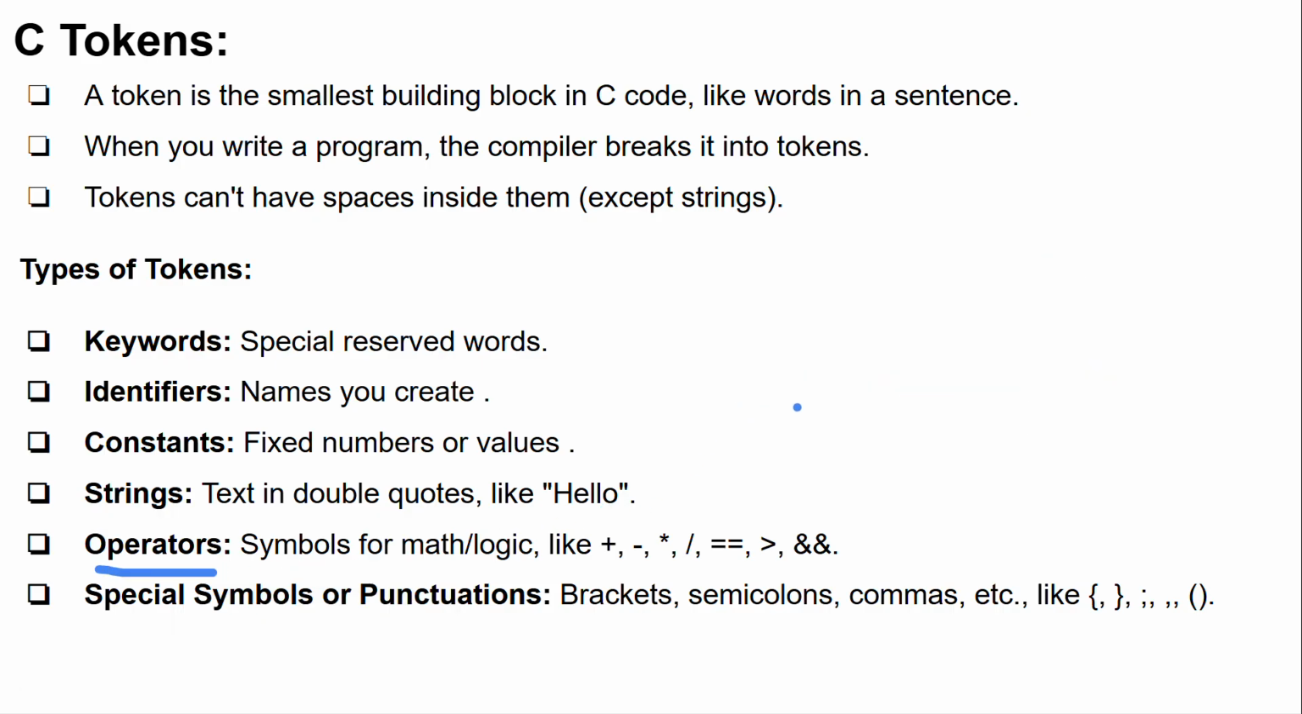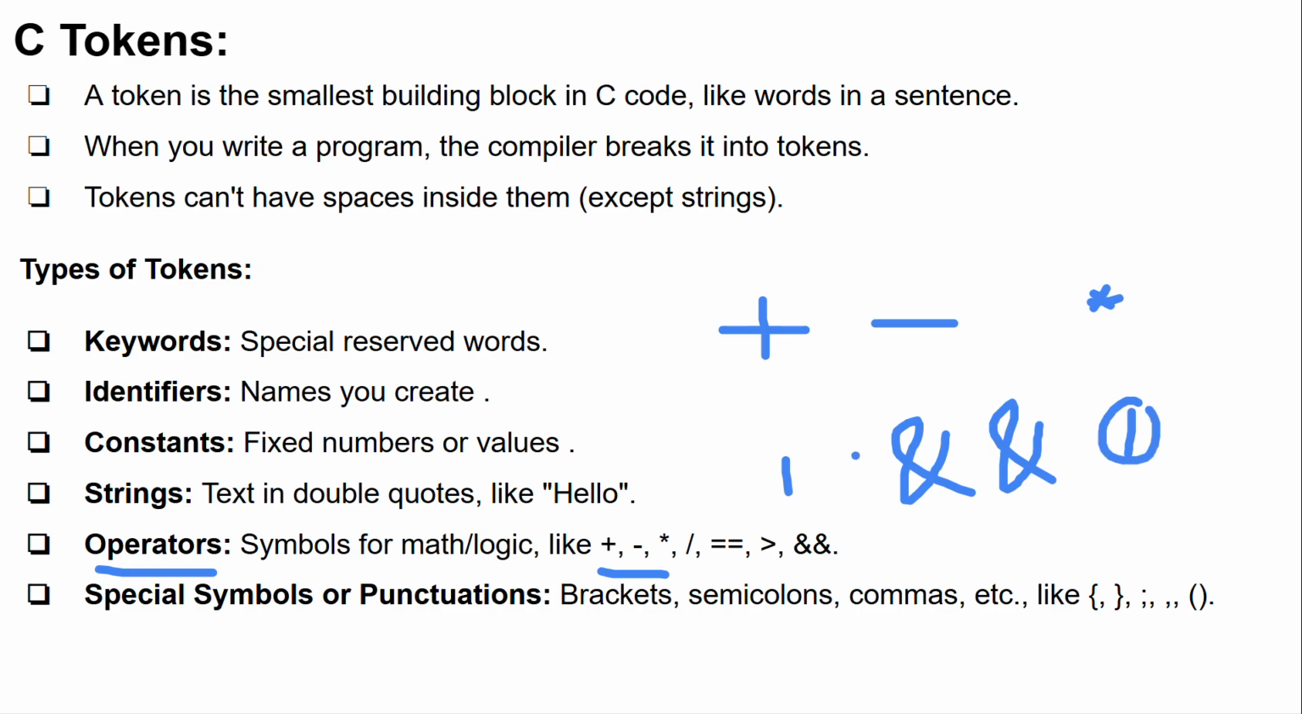Operators are nothing but we have arithmetic operators and logical operators. Arithmetic: addition, subtraction, multiplication, division. Okay, we have a logical operator, the AND operator. If both the left side and right side are true, then only the result is true. If any one of them is false, the result is false. Those types of logical operators are available.